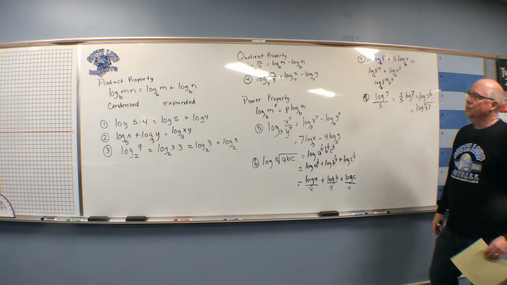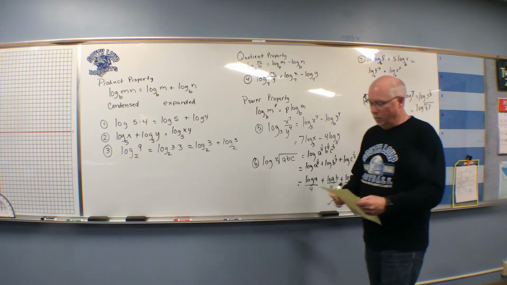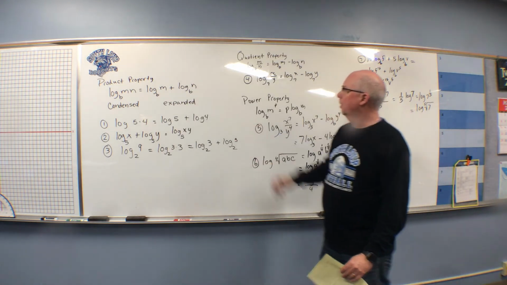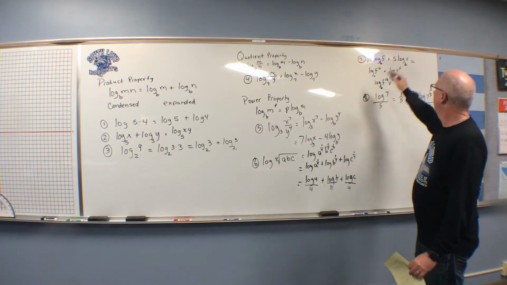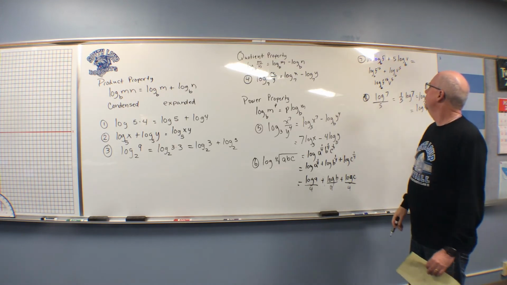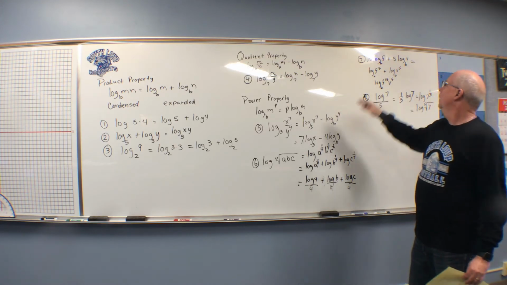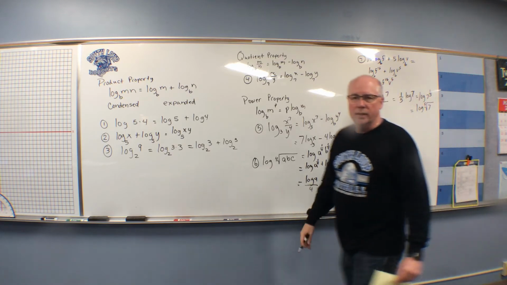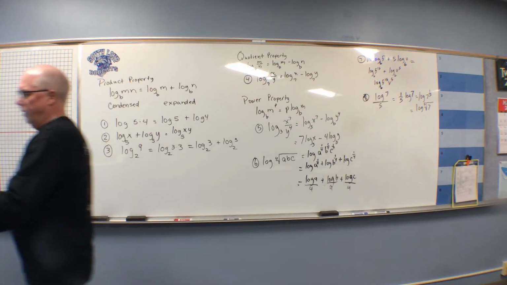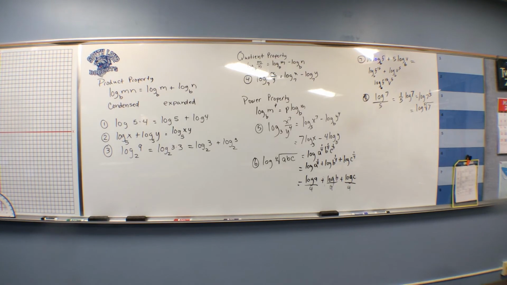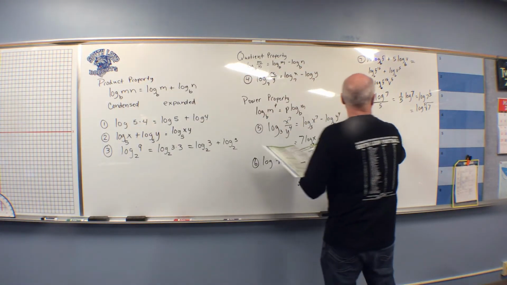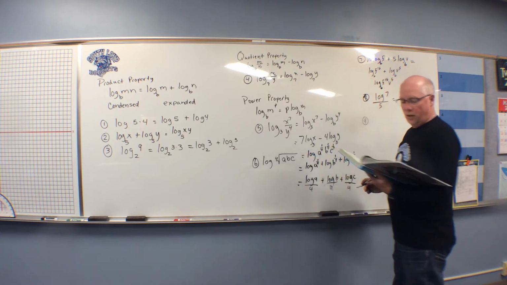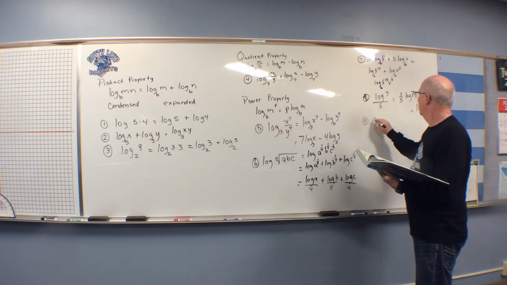Okay, so just to reiterate here, we have the product property, the quotient property, and the power property. We can apply all three to whatever version we want to do, going from an expanded to a condensed, or a condensed to an expanded form, okay? One thing it does allow us to do is it allows us to maybe solve a logarithmic equation, okay?